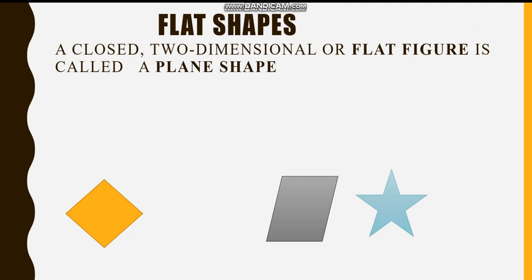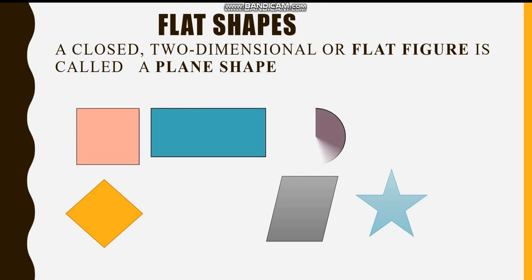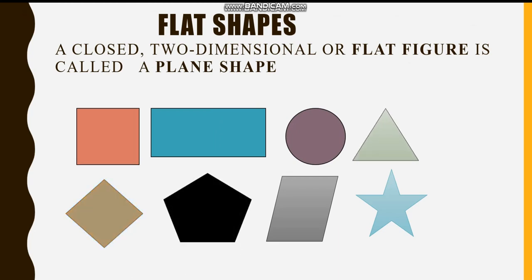So here are some flat shapes: a square, rectangle, circle, triangle, rhombus, a pentagon, a parallelogram, and a star.